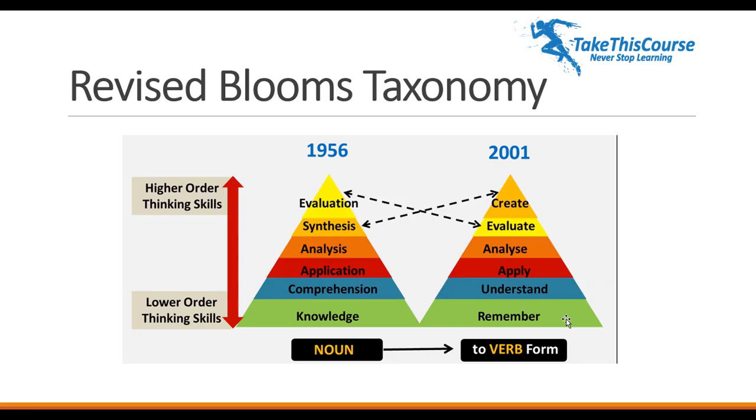From comprehension, it was changed to understanding. From application, it became apply. From analysis, it became analyze. There was a major shift in the top 2 levels of Bloom's taxonomy. Synthesis became the top level as create, and evaluation became the 5th level, called evaluate. Okay, the initial concepts inside are still the same. So it was just shifting.